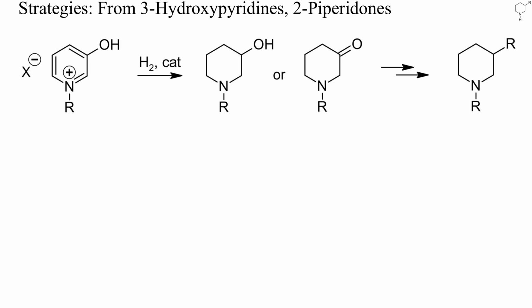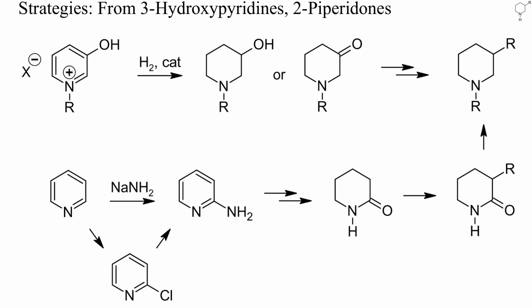3-hydroxypyridine is readily available from furfural and can be used to prepare 3-hydroxy or 3-keto-piperidines, which are again potentially useful intermediates. 2-piperidinone can be obtained by reduction of 2-hydroxy or 2-aminopyridine, and its enolate can be alkylated, arylated or olefinated.